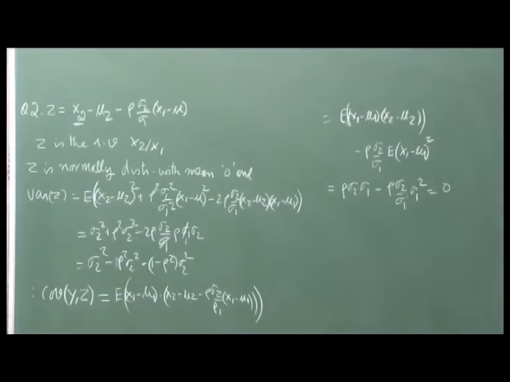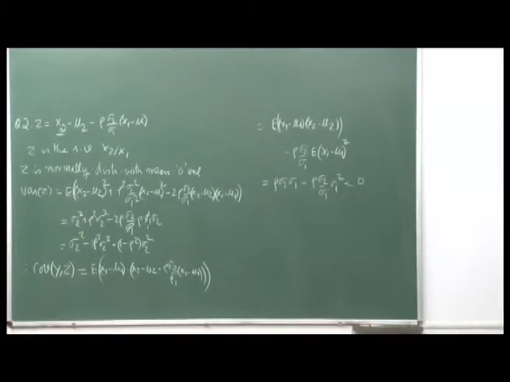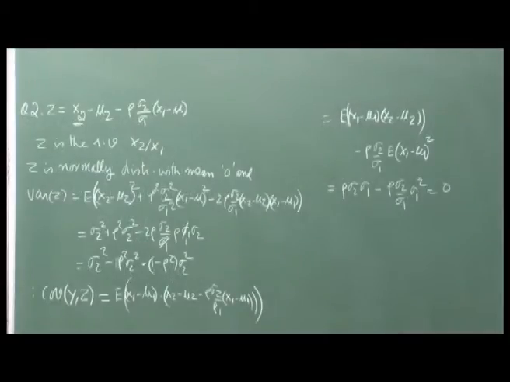So, Y and Z are uncorrelated, and now we use a result that if Y and Z are normally distributed, then being uncorrelated is equivalent to their being independent. So, therefore, Y and Z are independent, right.